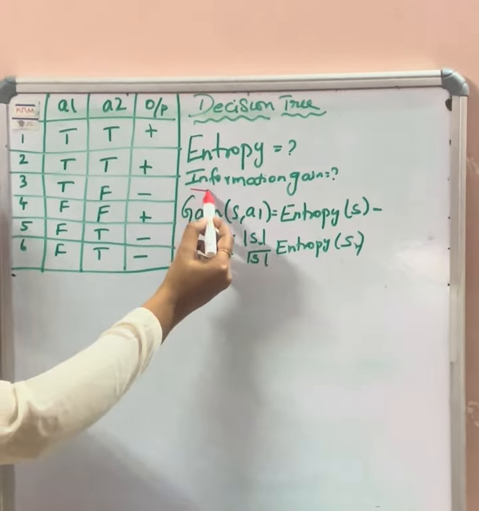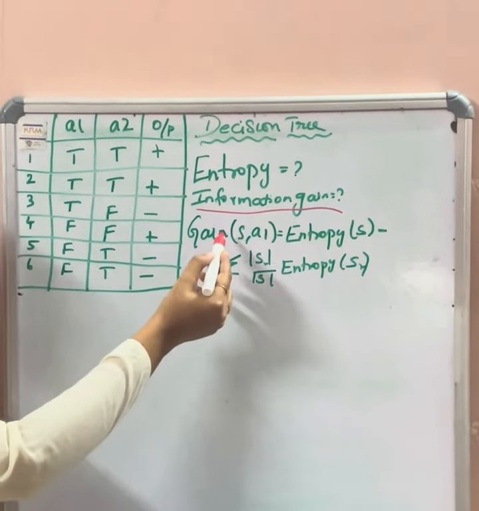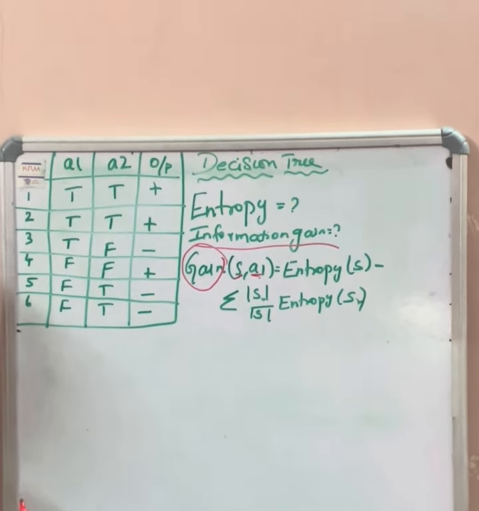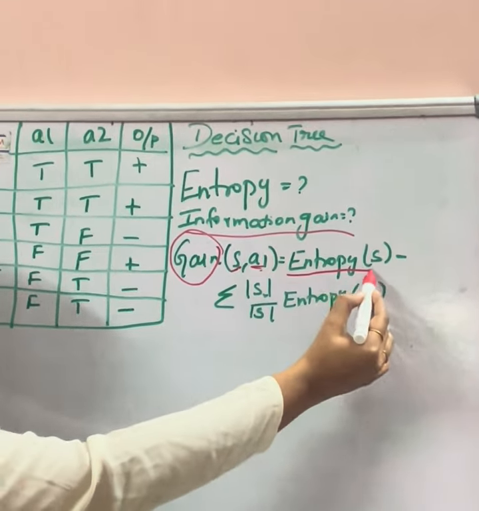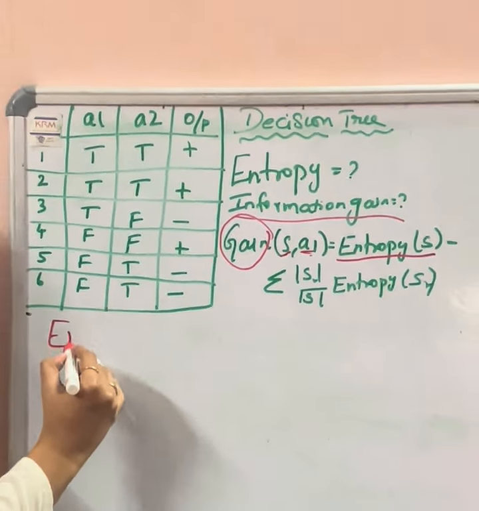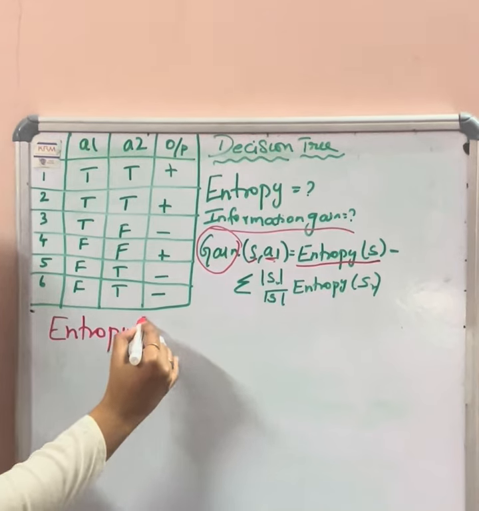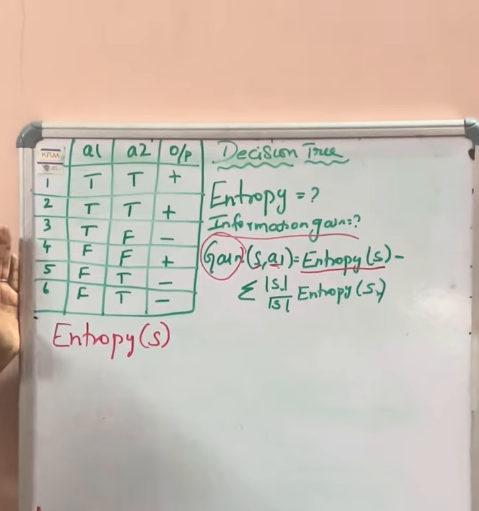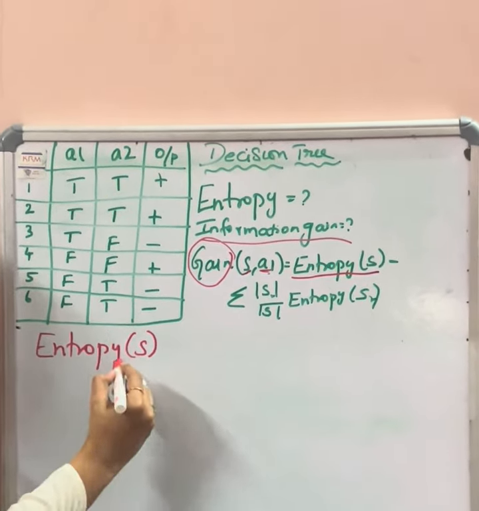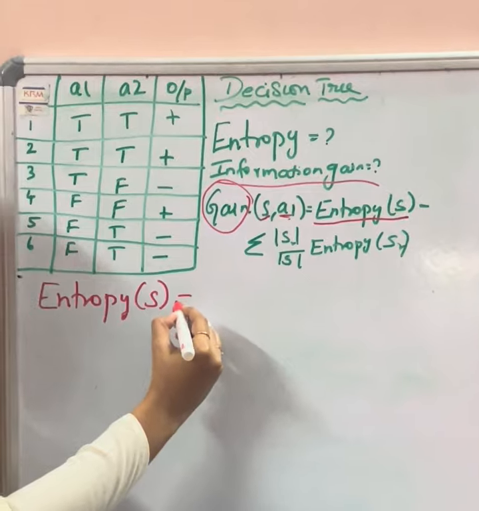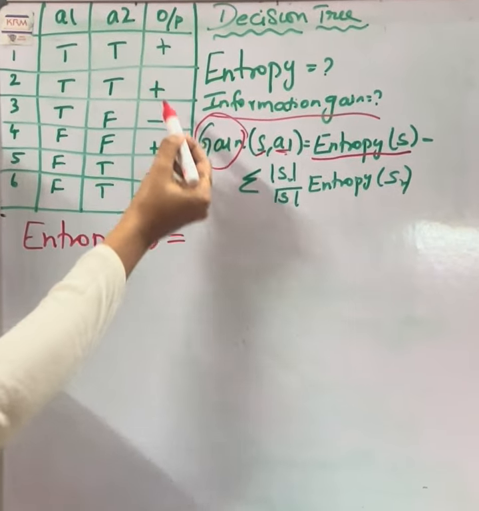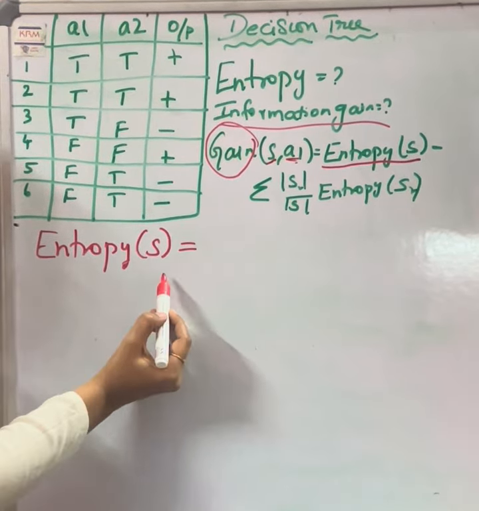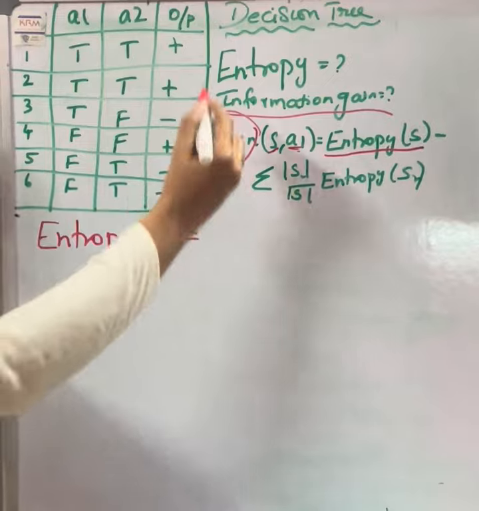To find the information gain, we should know the gain of that sample with respect to that particular attribute. For that we need the entropy of S. First we have to identify the entropy of S. This entropy of S is nothing but the whole sample's gain, the gain of the whole sample based on the outcome. So we see how many positive outcomes and how many negative outcomes there are. Based on that we will find the entropy of the whole data set.